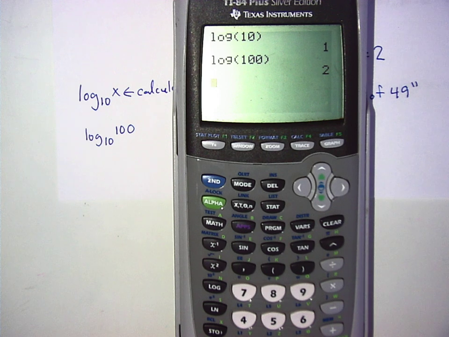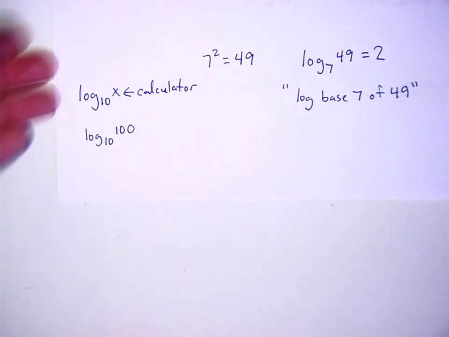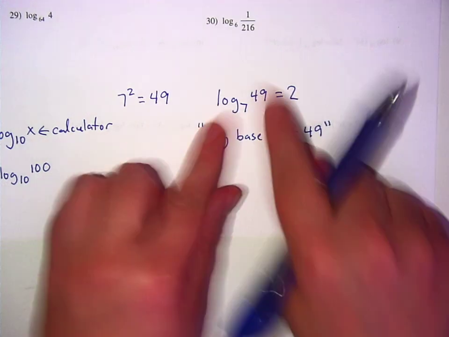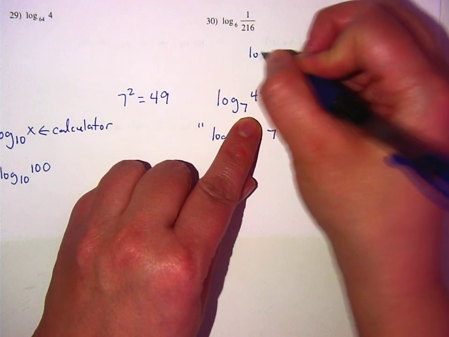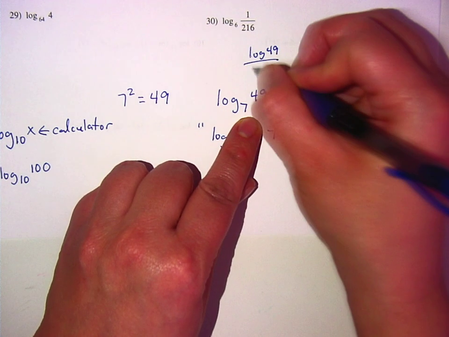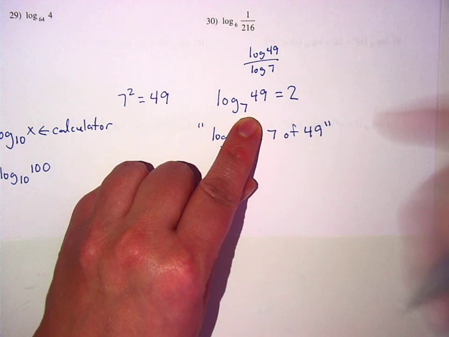Let me explain the change of base rule. Change of base rule looks like this. If I want to type this in my calculator, I can't because I can't write that 7 in there. But if I write log of 49 divided by log of 7, it will give me the right answer.